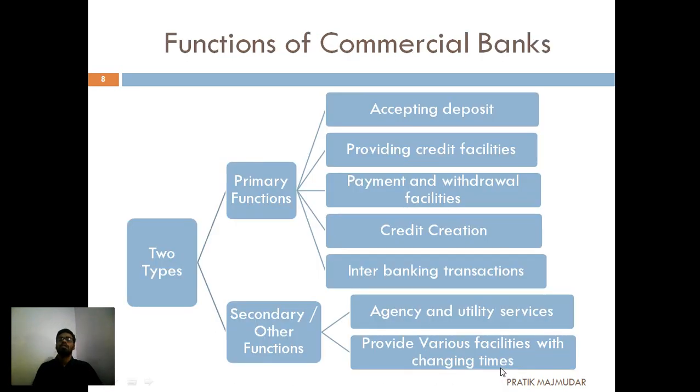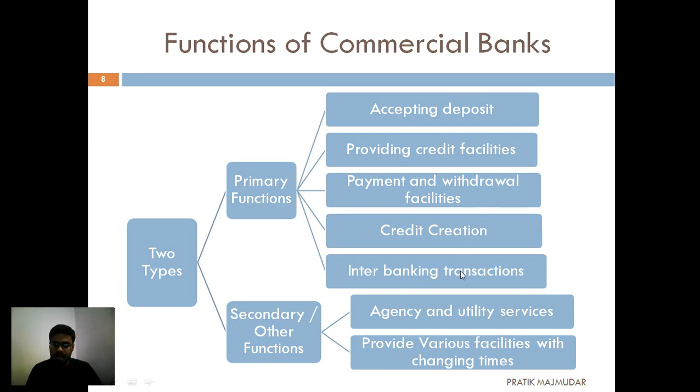Next one: what are the functions of commercial banks? Basically there are two types of functions of any commercial bank. One is primary functions, and second is secondary or other functions. Let's see the first one, primary functions. There are five major primary functions. One, accepting deposits. Second, providing credit facilities. Third, payment and withdrawal facilities. Fourth, credit creation, and fifth, interbanking transactions.